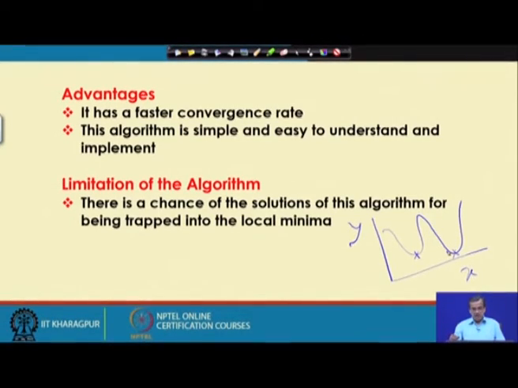Now, there is a possibility that if we start from the local basin, if the initial solution is lying in the local basin, then gradually it is going to hit this locally optimal solution. As there is no guarantee that the initial solution is going to lie in the global basin, I have no guarantee that I will always get the globally minimum solution. So, this is one of the limitations of this particular algorithm.